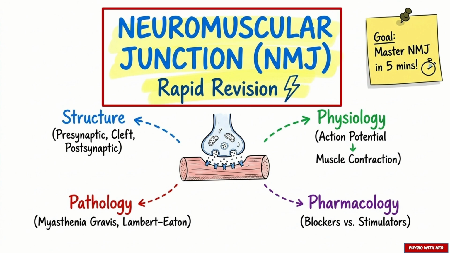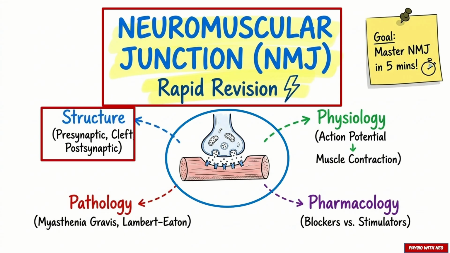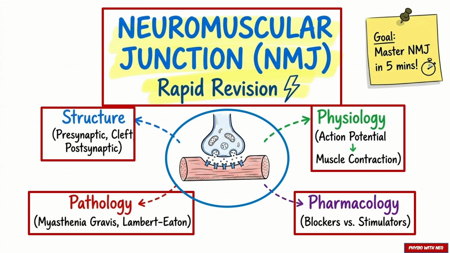Welcome to the Rapid Revision series. Before diving into details, let's understand the roadmap. Everything in this chapter revolves around one simple story: how a nerve communicates with a muscle. We'll revise four major areas: structure of a neuromuscular junction, normal physiology, clinical disorders, and pharmacology. Our goal is simple: finish the entire chapter in a few minutes while remembering the highest yield exam points.